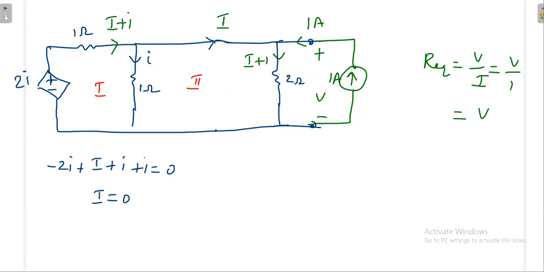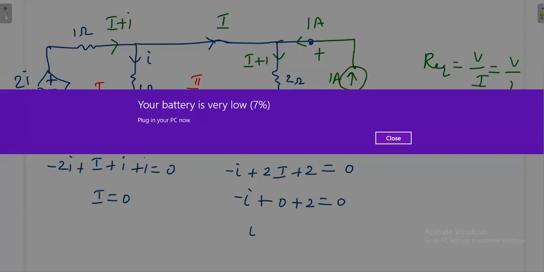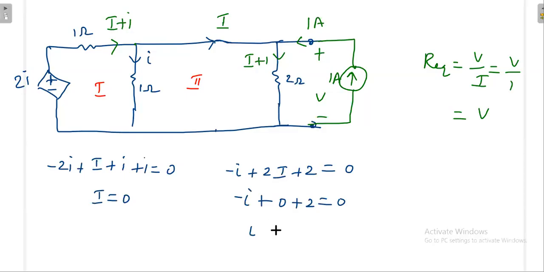If you take it, then that is minus I. I'm going like this, and plus 2i plus 2 is equal to 0. Now I already know this is 0, plus 2 is equal to 0, then I is equal to 2. Yes, sir, rectified. So I is equal to 2.